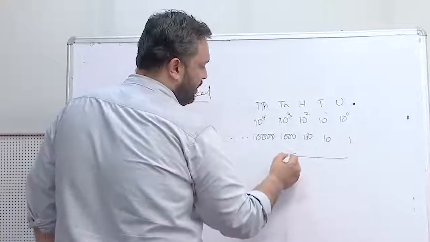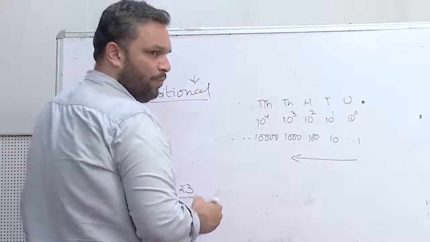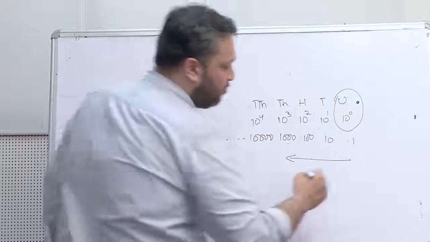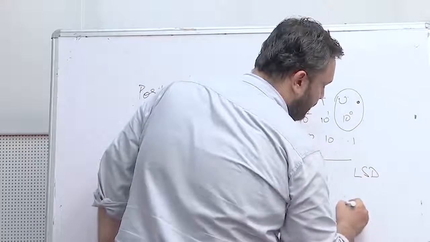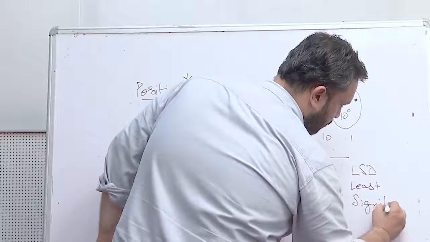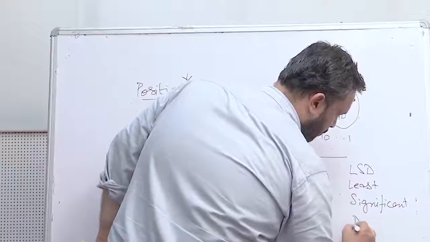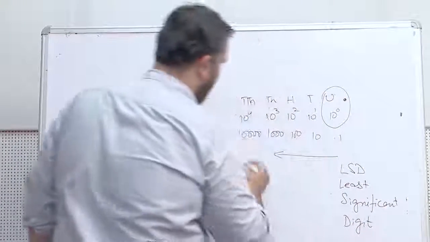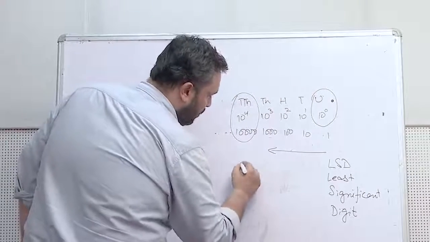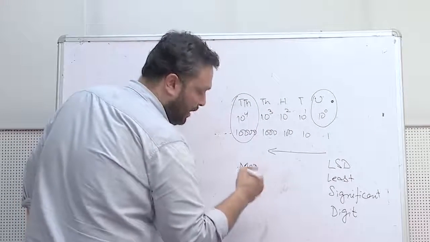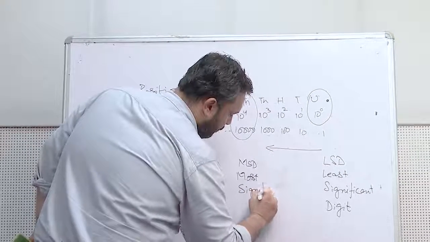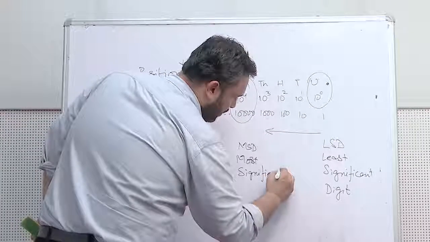You can see that the positions are increasing from right to left. The digit at the unit place is also known as the least significant digit. And the digit on the leftmost side is called the MSD, not MS Dhoni, but the most significant digit.